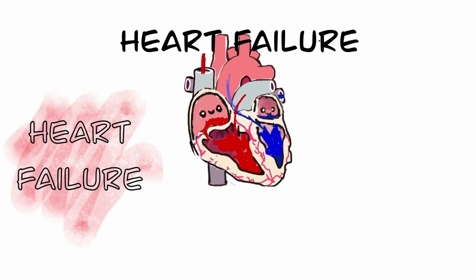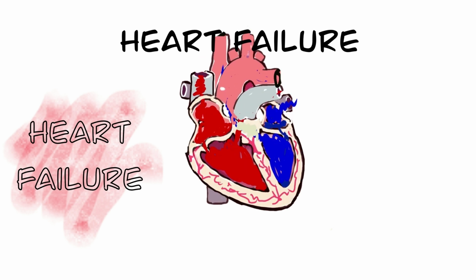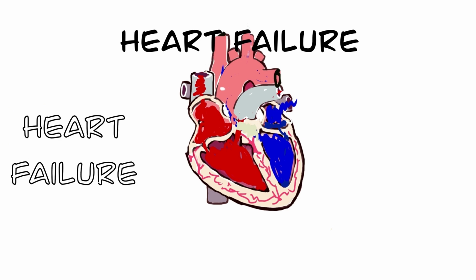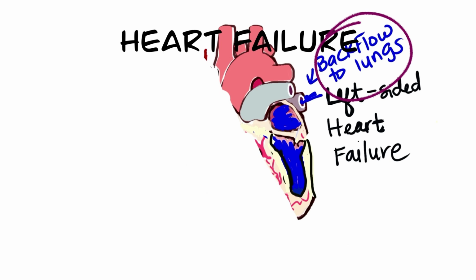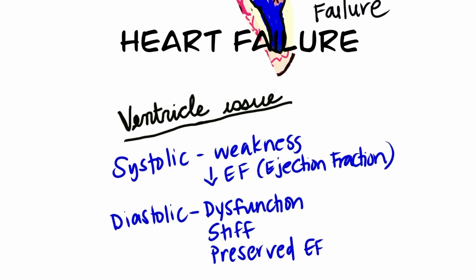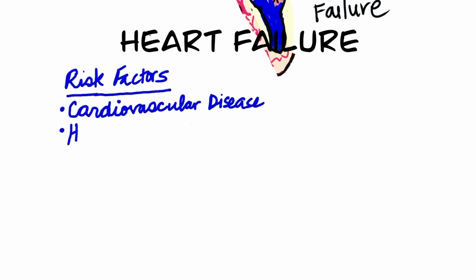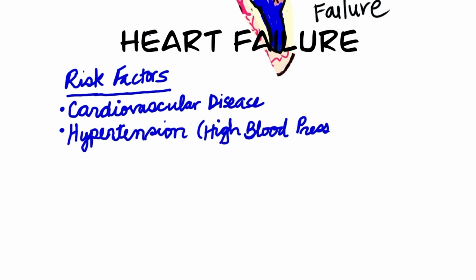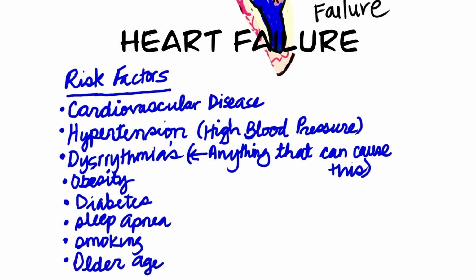Now, in heart failure, everything's jacked up, everything's awry, everything's backing up because the ventricles don't contract as strongly as they did. This can be due to dysfunctions or other issues. So let's take a look at left-sided heart failure. It backs up to the lungs, remember. There's ventricle issues, systolic and diastolic. Weakened heart muscle, systolic. Problems with the heart filling, diastolic. Note the risk factors are mainly cardiac related, but also obesity, diabetes, sleep apnea, smoking, and old age.